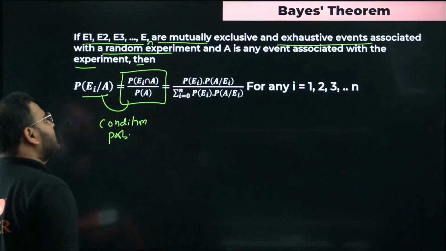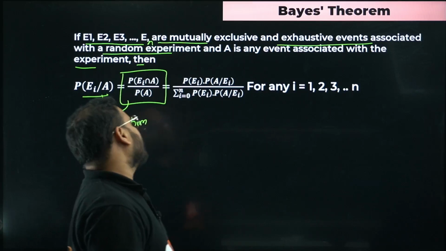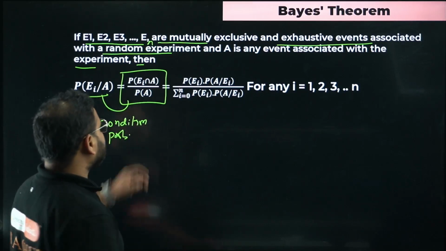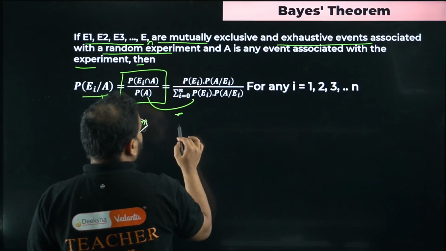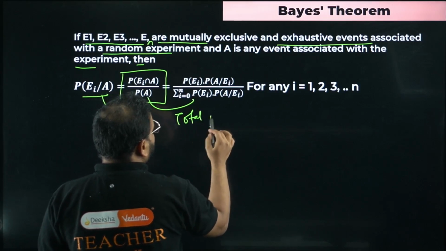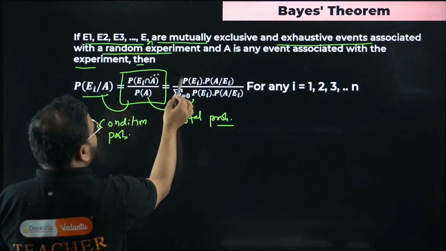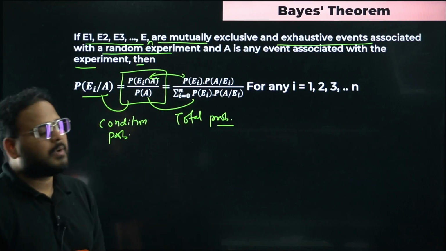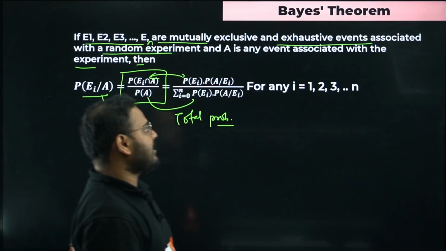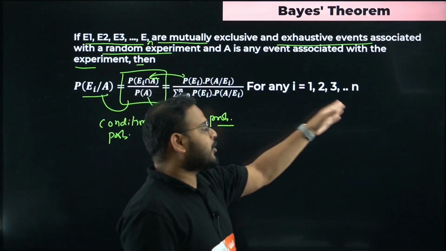probability. Yes or no? P(Ei intersection A) upon P(A), right? And how do we write P(A)? What is this? Your total probability. Correct, no? And what is this? The multiplication theorem. Yes or no? P(Ei) times P(A|Ei), for i from 1 to n.